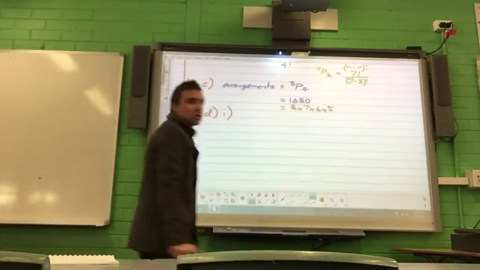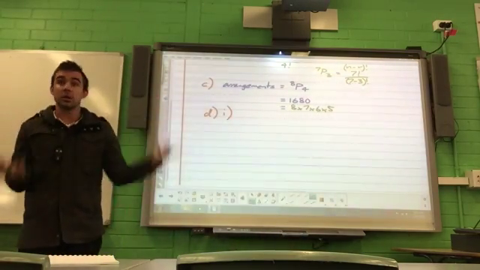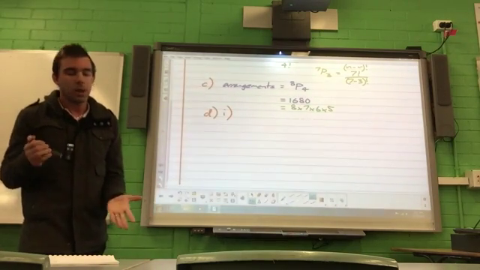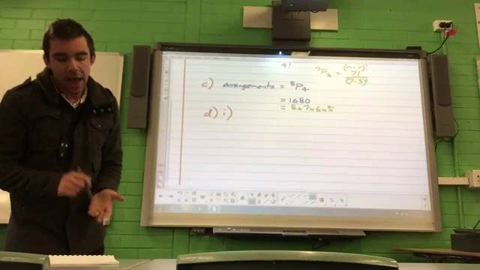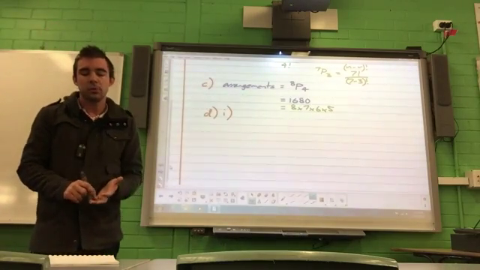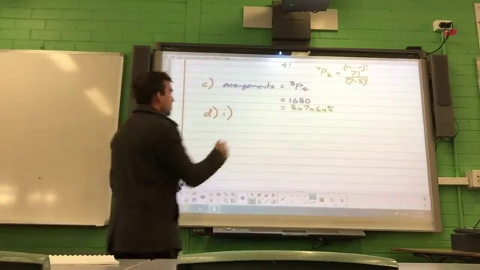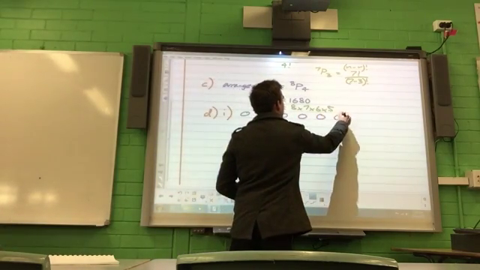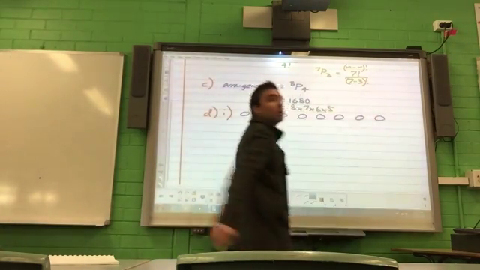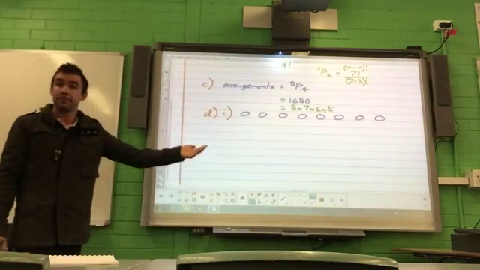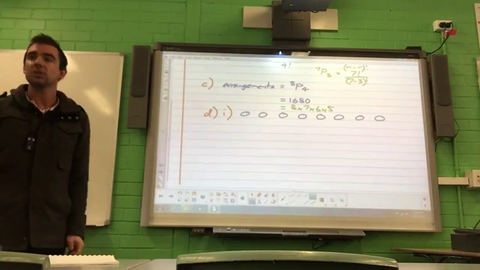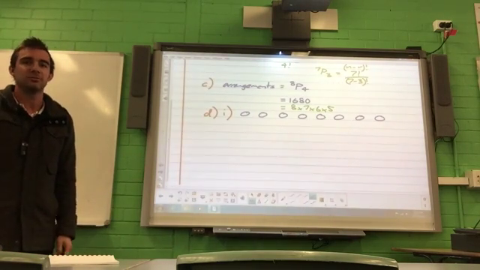To do your diagram, you are considering the scenario and drawing something that represents that. So in this question, how many ways can 6 girls and 2 boys be arranged in a row? In other words, we are looking for the arrangement of 8 people in a line. Now, I've picked circles because it's much quicker to draw circles than it is to draw rectangles or something.